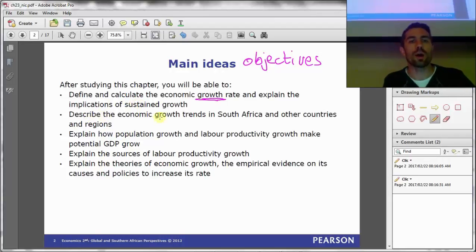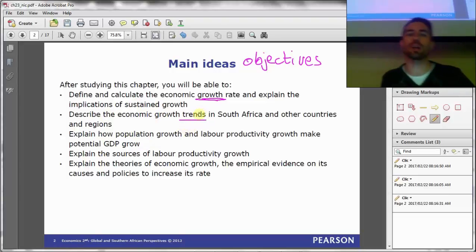That's the first bit. Secondly, we're going to talk about growth trends. In other words, what has growth been doing over time? We will focus on South Africa. There is a brief discussion in your chapter about other countries as well, but our focus won't really be on other countries. We'll just look at South Africa primarily.